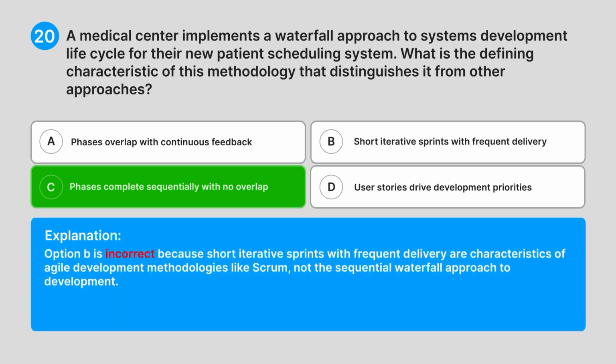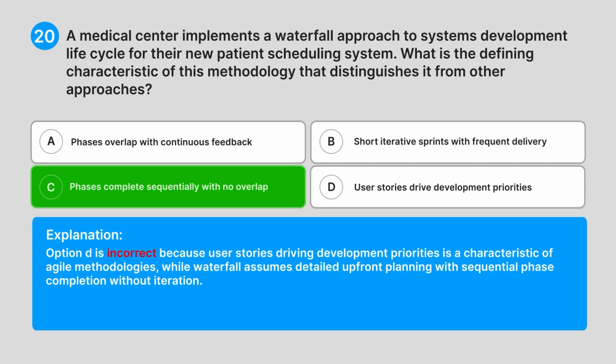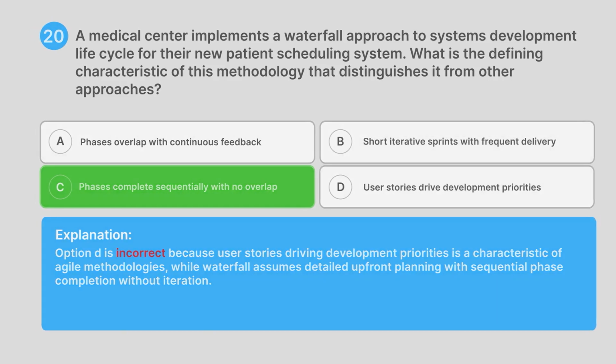Option B is incorrect because short iterative sprints with frequent delivery are characteristics of agile development methodologies like Scrum, not the sequential waterfall approach to development. Option D is incorrect because user stories driving development priorities is a characteristic of agile methodologies, while waterfall assumes detailed upfront planning with sequential phase completion without iteration.